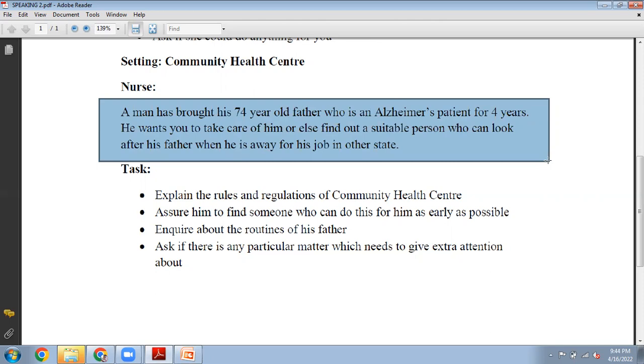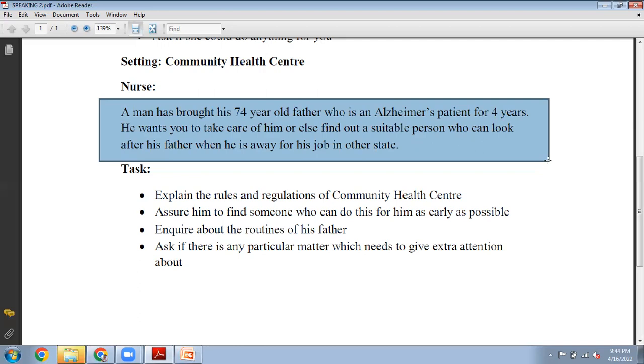It's so simple. There's an old father, an Alzheimer's patient, and the son was looking after him. Presently he got a job in another state and is forced to move there, so he seeks help from your community health center to look after his father. This is the only thing that we know about them. Remember, you have to ask them and understand. That's what is called gathering information. Before that, let's go to the task part.